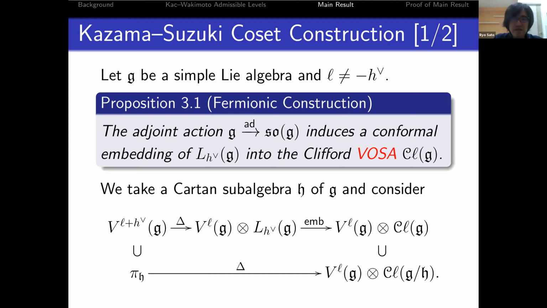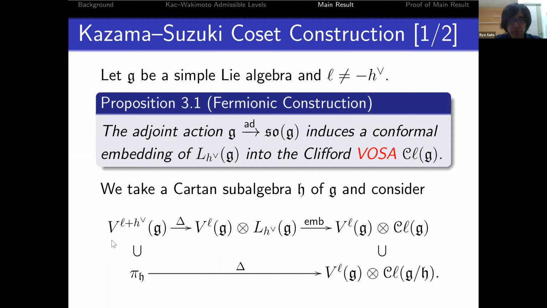So this means we can construct a level L check affine Lie algebra in terms of free fermions. By using this construction, we take a Cartan subalgebra H inside of G, and then we consider this kind of diagram. The upper delta means a diagonal embedding of the level L plus H check affine VOA inside the tensor product of level L and level H check. One side is a simple quotient, but we can construct the corresponding diagonal map from the level H plus H check. Then we use the conformal embedding in the fermionic construction.